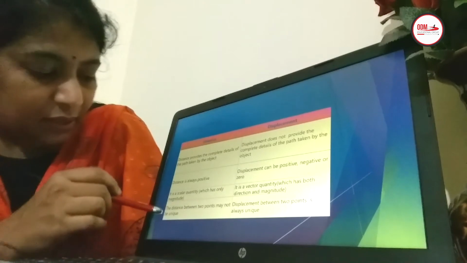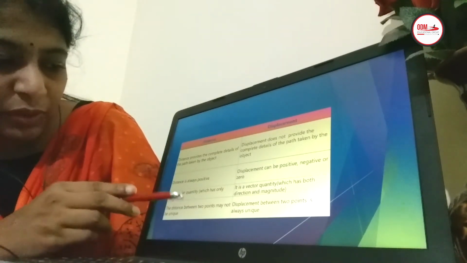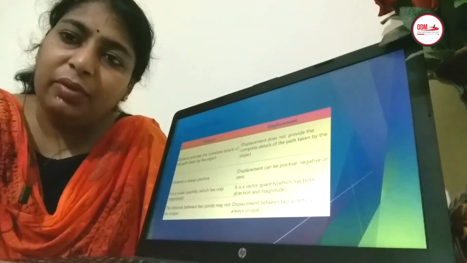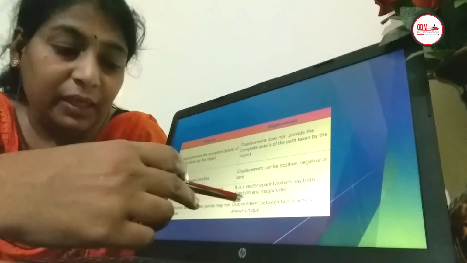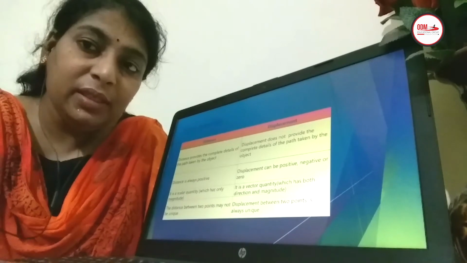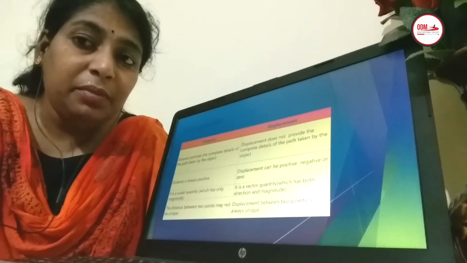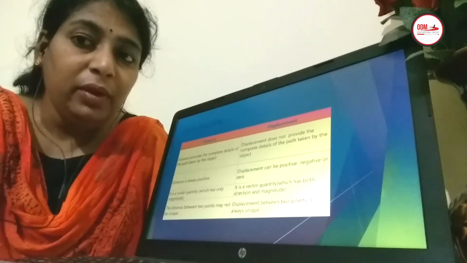Here you can see that distances between two points may not be unique. Any path you can cover. But displacement, I have repeatedly told, is the shortest distance between two points. So that becomes the unique characteristic of displacement.